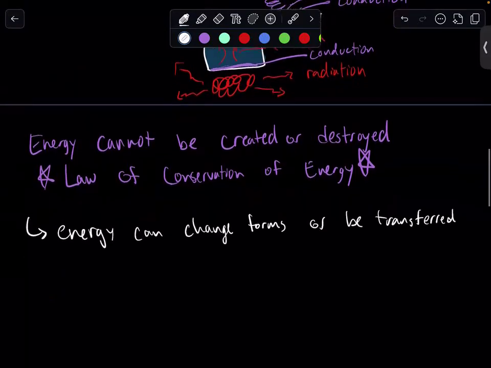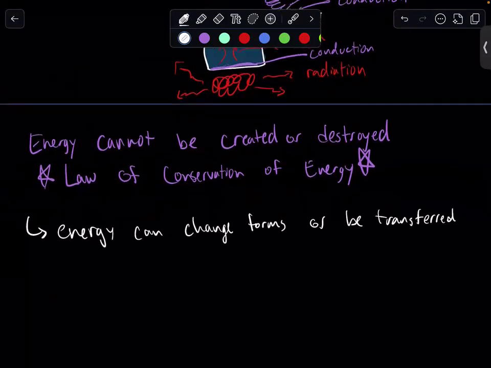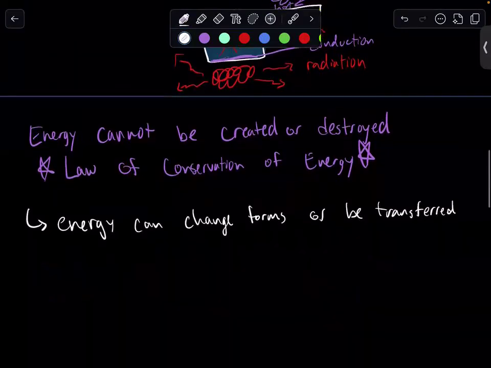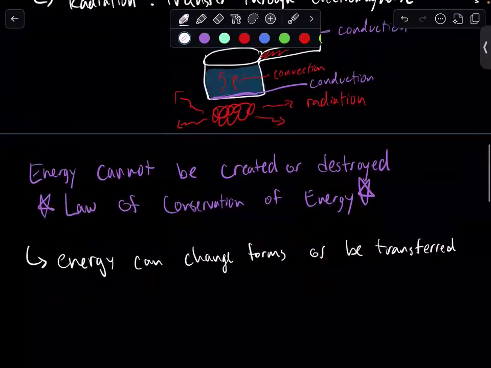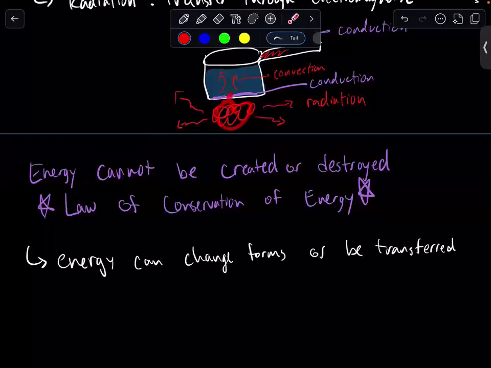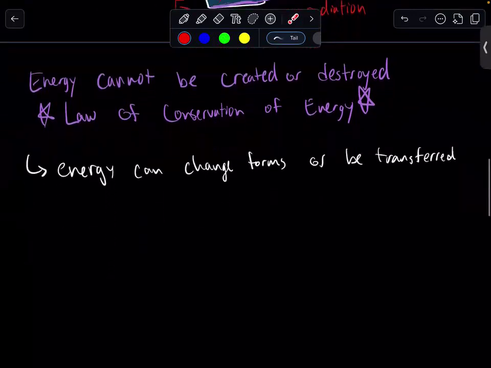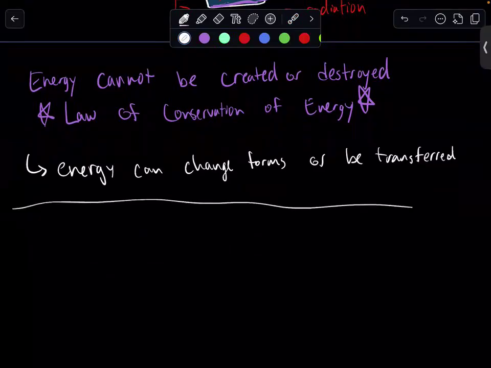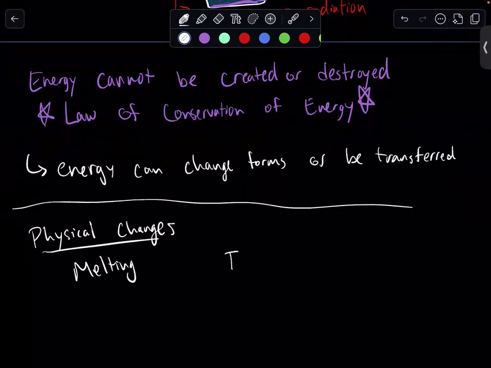So maybe when you burn something, you're taking chemical energy, turning it into thermal and light. And transferring is like the heat radiating through from the fire to the pot, conducting, then convecting, and then conducting further or convecting further. So we have that happen a lot. So let's go through a couple changes that can happen. If we look at physical changes, we have things like melting or freezing.